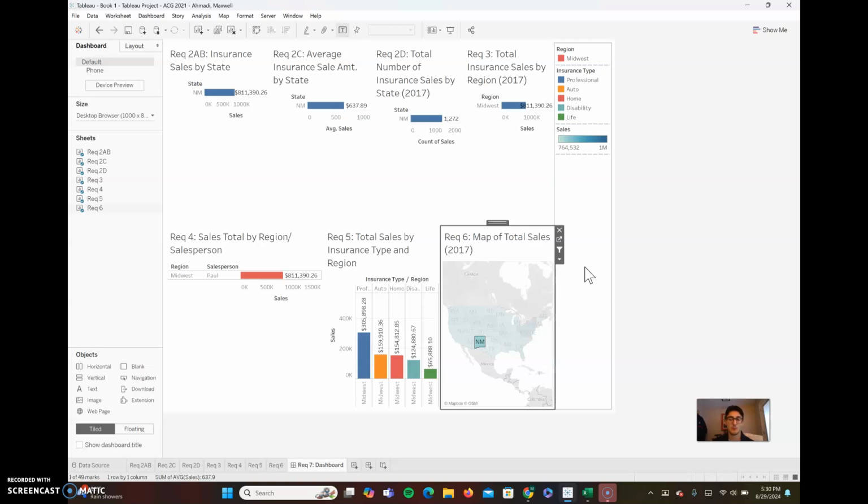But again, it begs the question: what might this analysis look like if New Mexico was able to bring in another salesperson and expand beyond just the professional sales, trying to boost up some of their life and disability insurance sales, which together are not even bringing in a total of $200,000 for the year? And so with that, here ends my Tableau presentation.